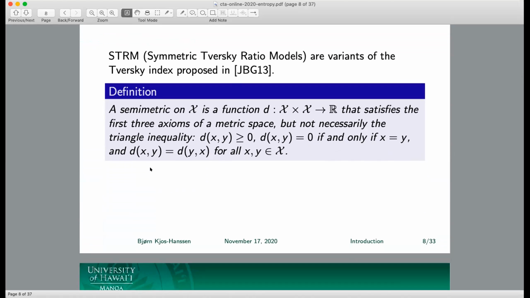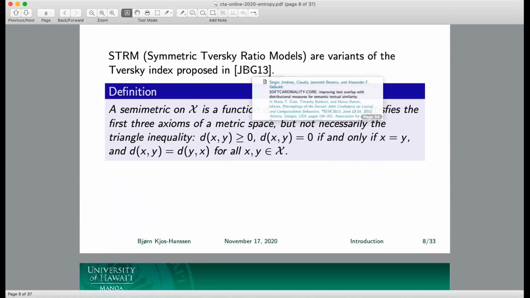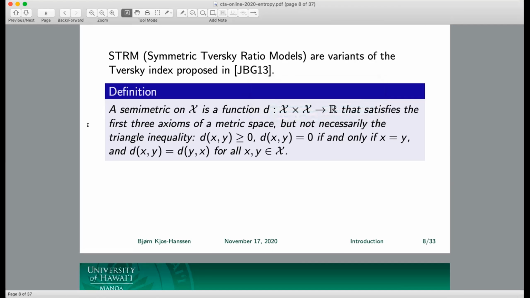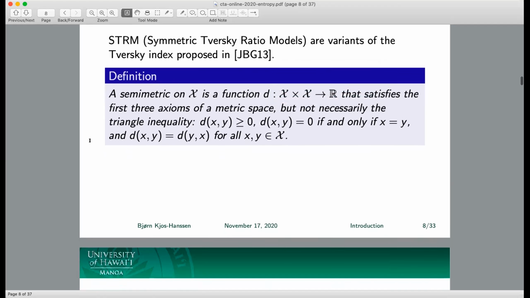One general setting that you can start from is this thing called Tversky metrics, or Tversky ratio models. First we have just the idea of a semi-metric, which is a metric but you don't require the triangle inequality. And that could be useful for some kind of similarity notions.